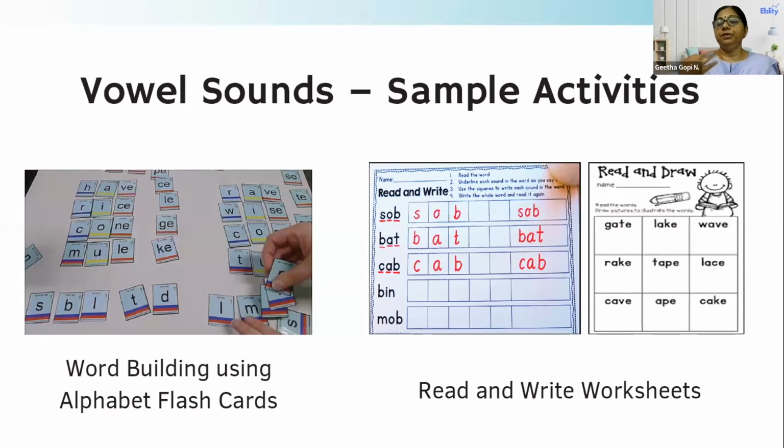And then reading and drawing activities. Drawing is something I use extensively with most of our children, especially if they have learning difficulties, because they are pretty stressed out when they're reading. So once they read the word, get them to draw, or get them to color if there is a picture there. That breaks the stress. It de-stresses them, and it also helps in comprehension.